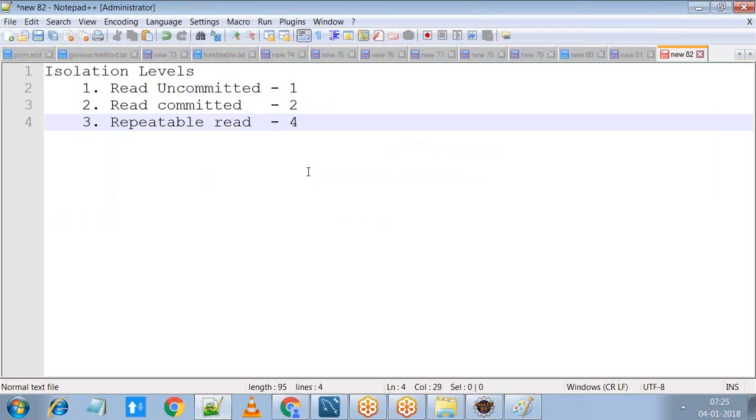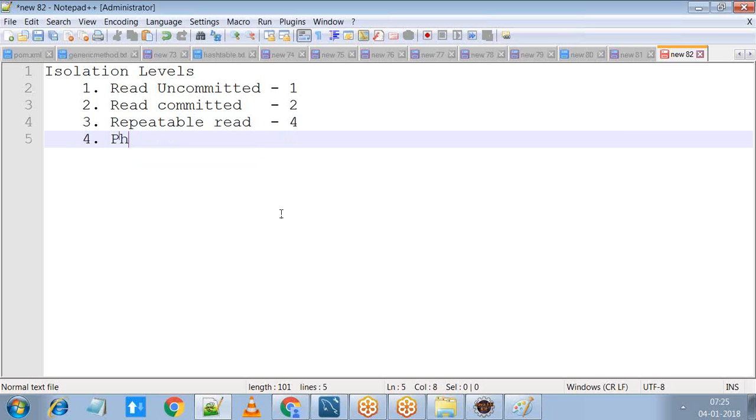What happens now? A reading transaction will have an exclusive write lock on the data set. That means it won't allow the other transactions to read this data. It won't allow the other transactions to read this data here. Okay. That is what happens. So this is about repeatable read.